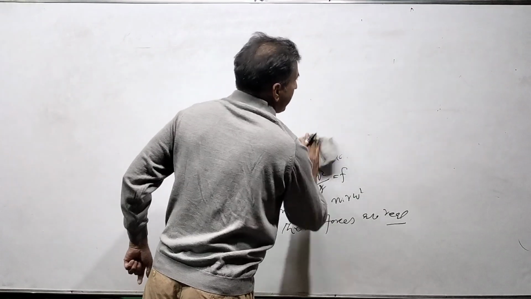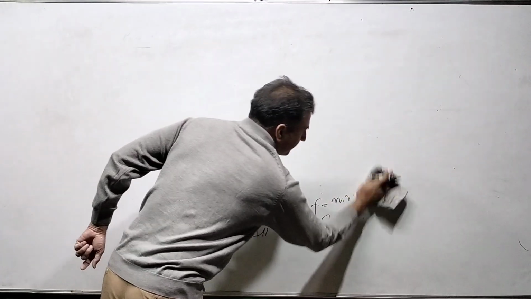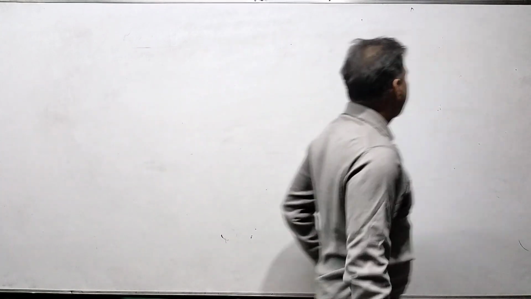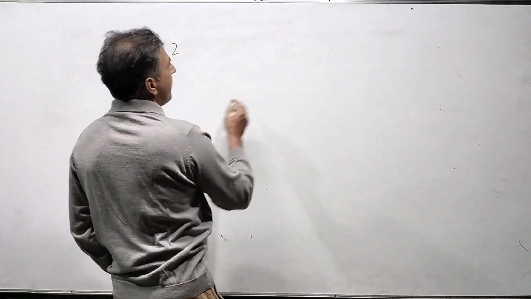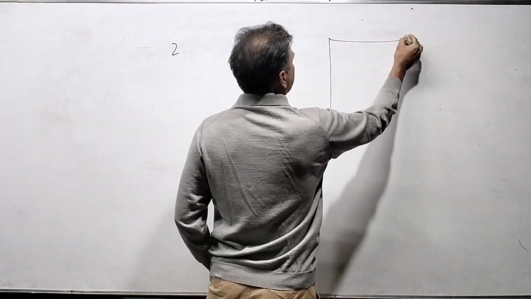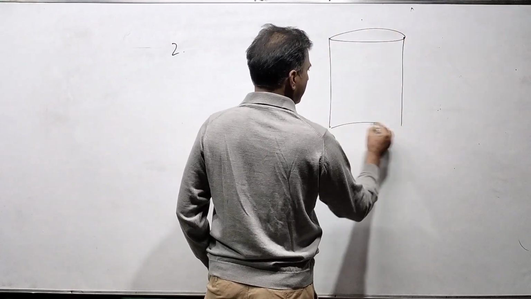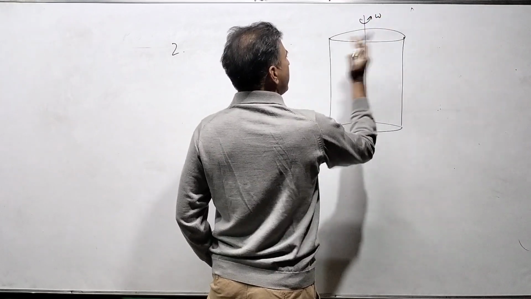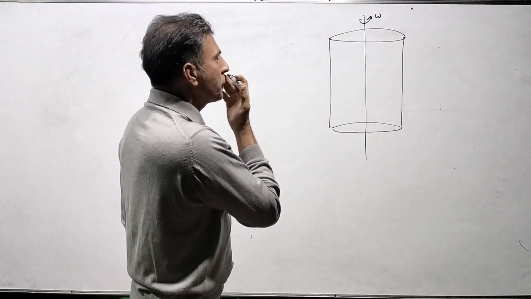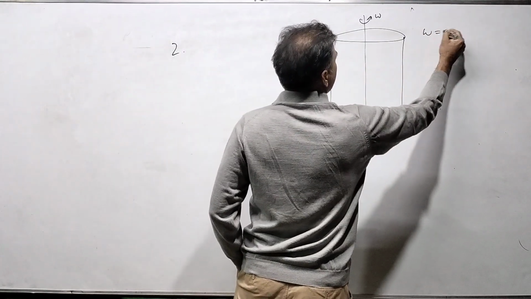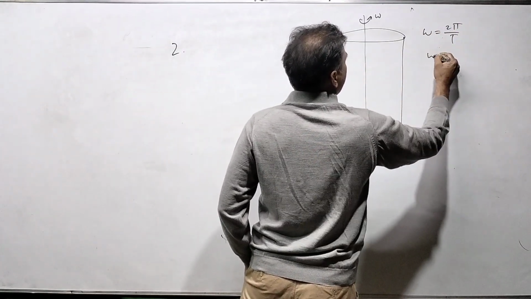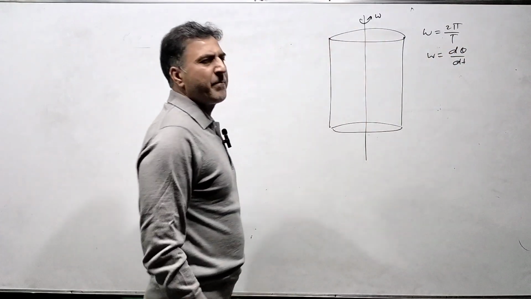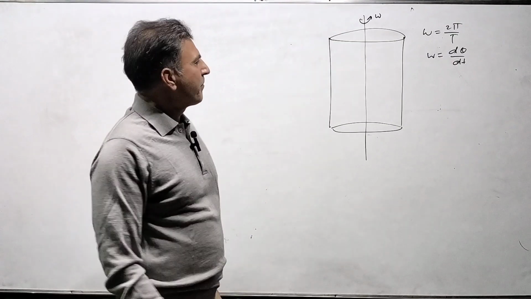Okay, now let me go to point number 2, so that things are very, very clear to you. Second, again I will take the same cylinder. It rotates with angular velocity omega. The cylinder rotates with angular velocity omega. And omega, you must know, omega is 2 pi by T, or omega is equal to d theta by dt, because it rotates with angular velocity omega.